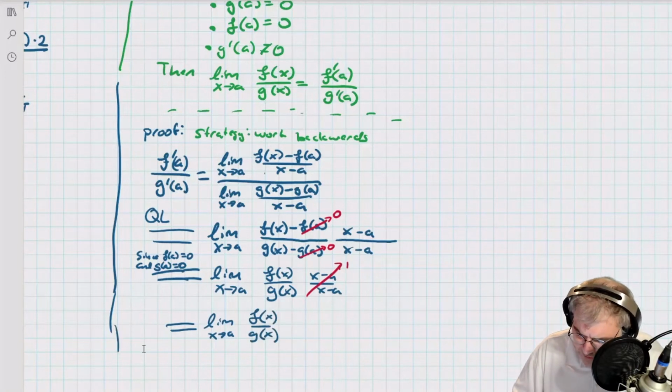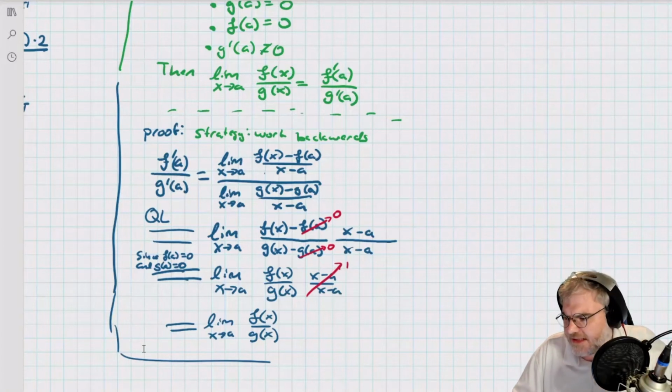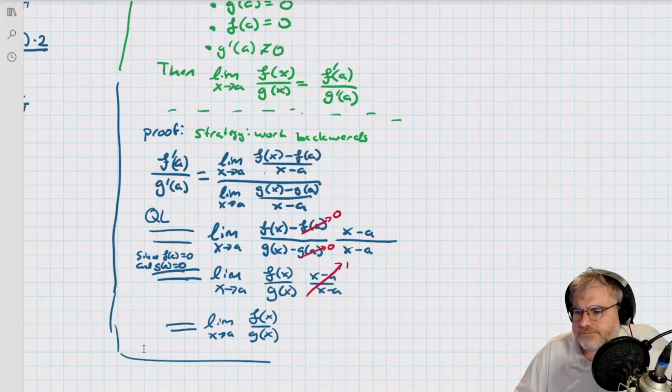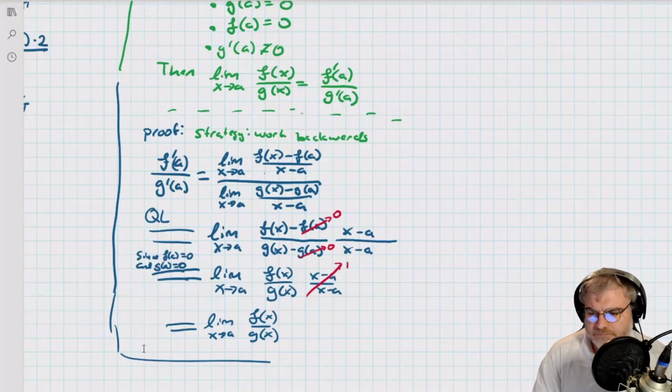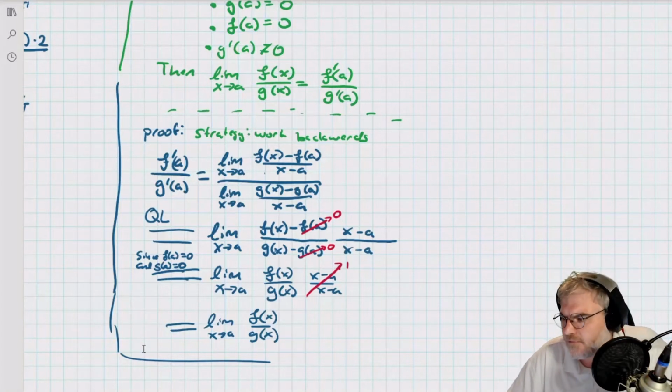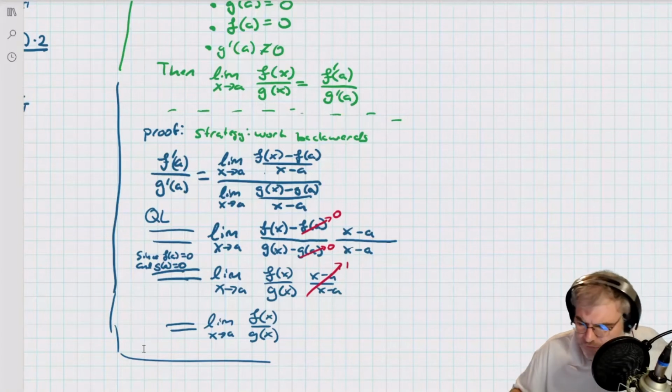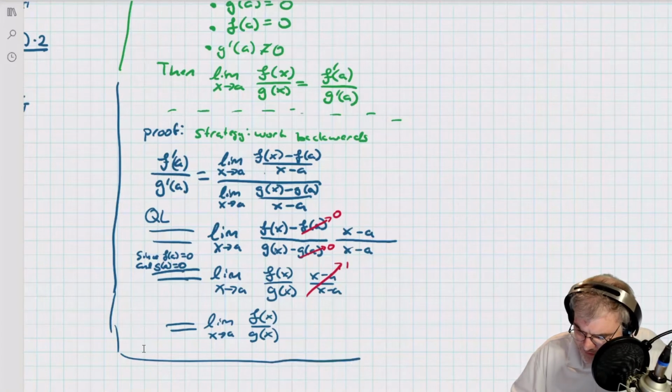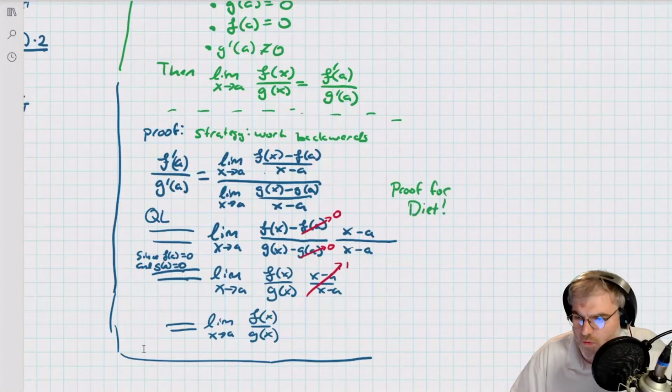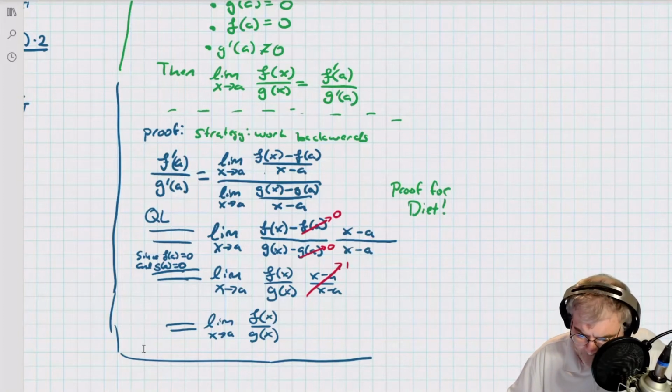So the trick was just to work backwards. One to five, how do we feel about this little idea, this little proof? This is the proof for the diet version. I should say that this is not the full-blown version.